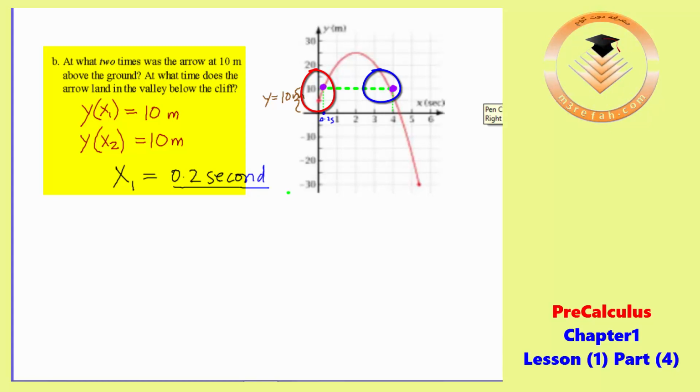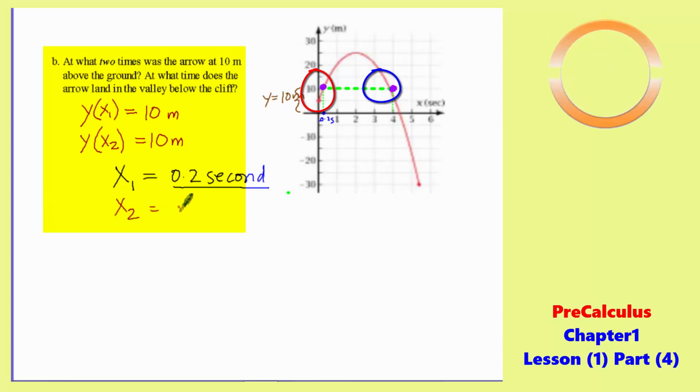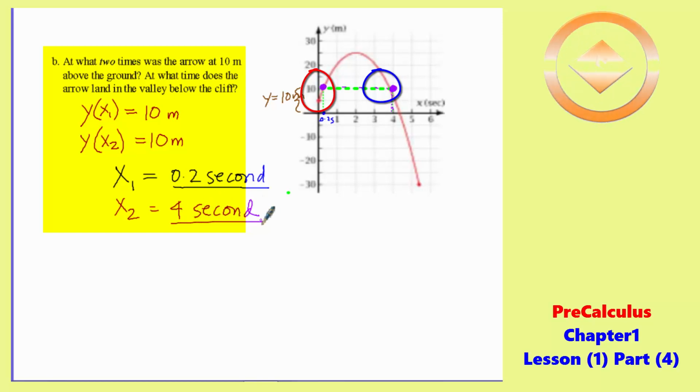And then we have x2. x2 would be the point here. So look for 10, and look for the corresponding x value for 10, which is 4 seconds. So this answers the question for letter B.